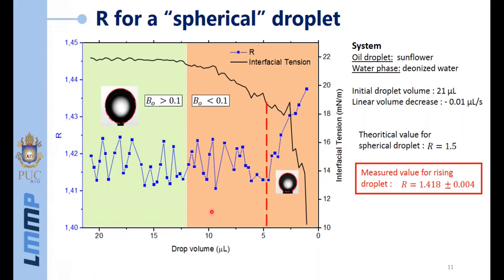As the volume keeps decreasing, we reach Bond number values lower than 0.1, and the interfacial tension starts decreasing. The accuracy of interfacial tension is strongly dependent on the shape of the drop, as a spherical droplet is out of Laplacian profile, so it is normal that there is a deviation of interfacial tension. But here, the R ratio is not affected by this transition. The values of the R ratio change only when the drop is very small and its shape approaches a sphere, and therefore the theoretical value of 1.5.